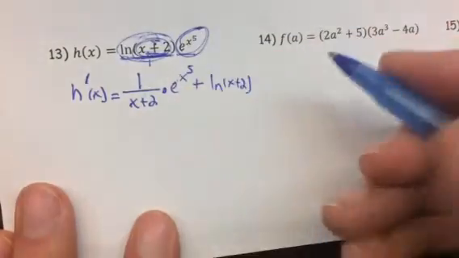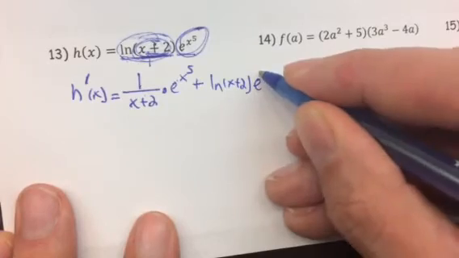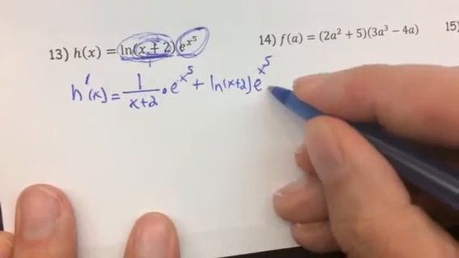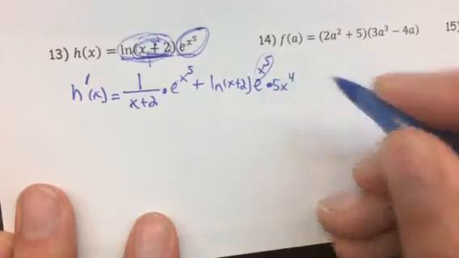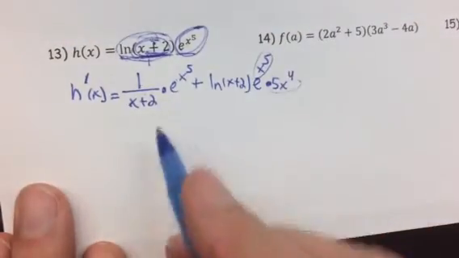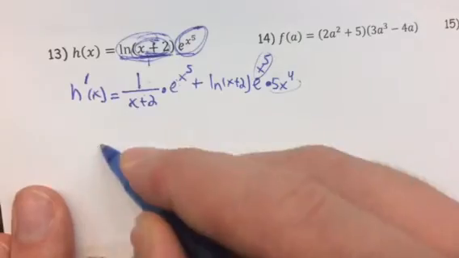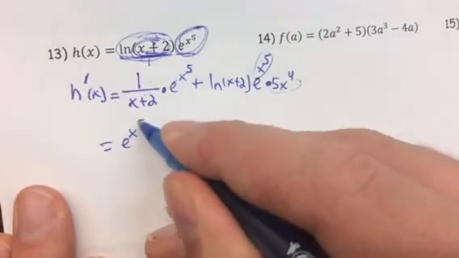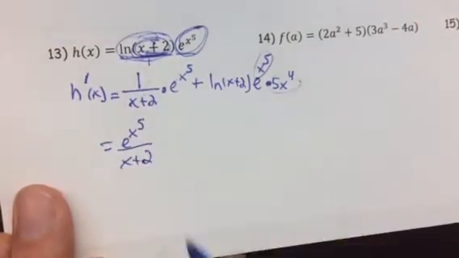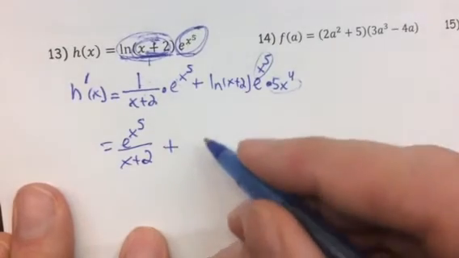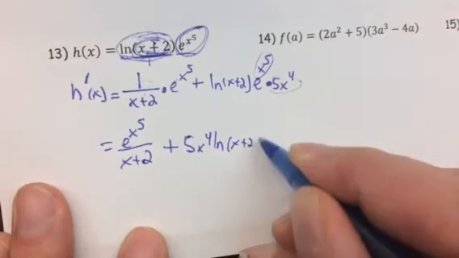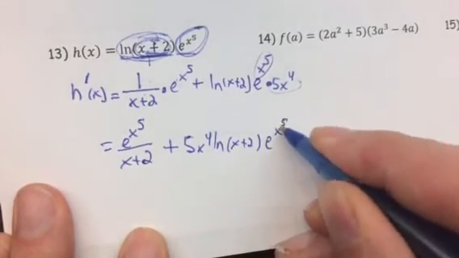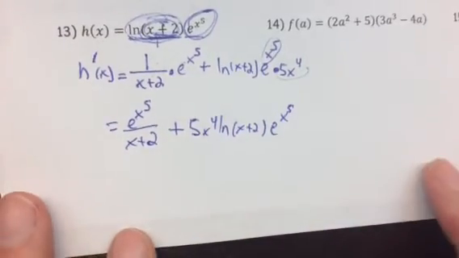It's e to the something. The derivative of e to the something is e to that something times the derivative of the inside, which is 5x to the 4th. We usually move this to the front, and we can put this on top. So this is e to the x to the 5th divided by x plus 2, plus 5x to the 4th, natural log of x plus 2, e to the x to the 5th. And that is our ugly answer.